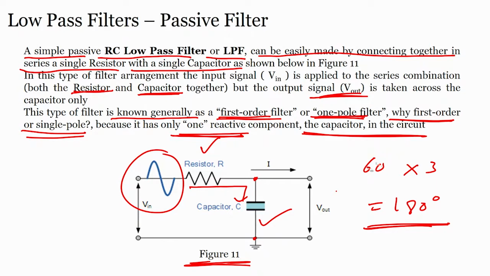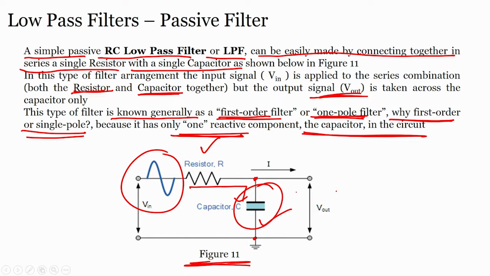So, anyway, here we are looking at 1 R and 1 C, because there is only one component which is a reactive component, that is why we call this particular filter a one pole filter or first order filter. Okay, cool, alright. So, next let us go to the next slide.